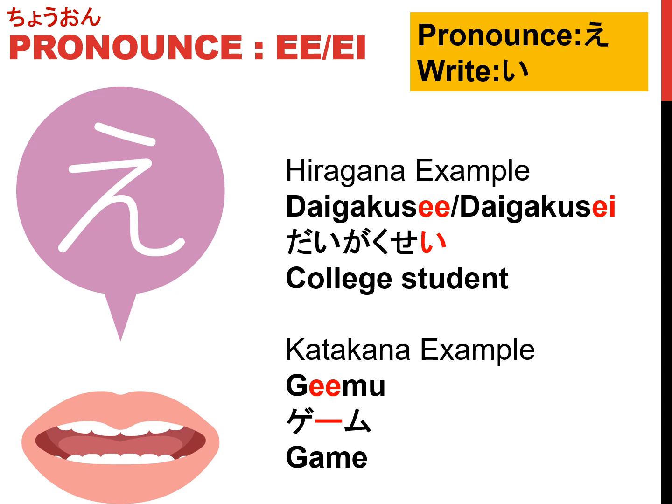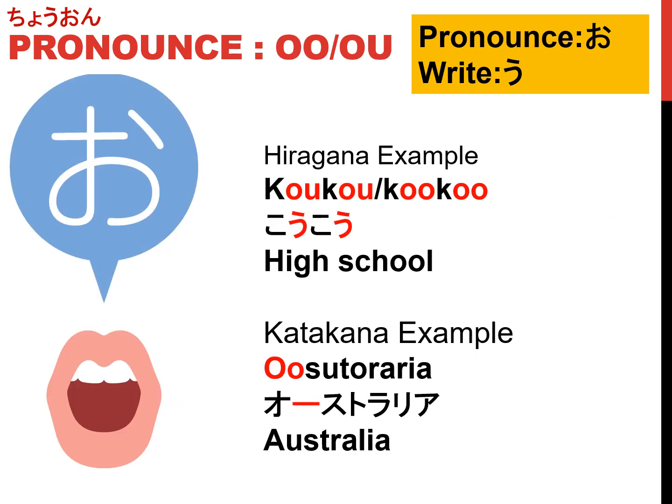Also, when writing this sound in hiragana, it is necessary to write it as I. The pronunciation is the same as E. In the case of O, two sounds are applied. When OO and O are two in a row and when it is OU. Let's look at the difference between hiragana and katakana while pronouncing it. Hiragana example, kuuko. Katakana example, Oosutoraria. Also, when writing hiragana for this sound, you need to write U. The pronunciation is the same as O.